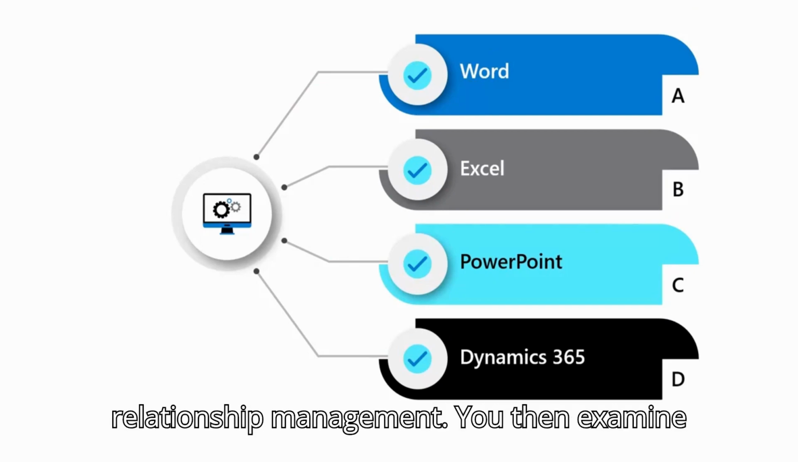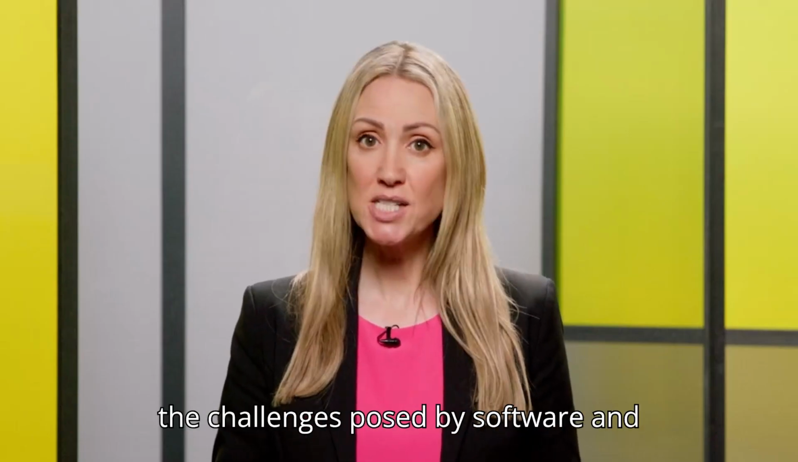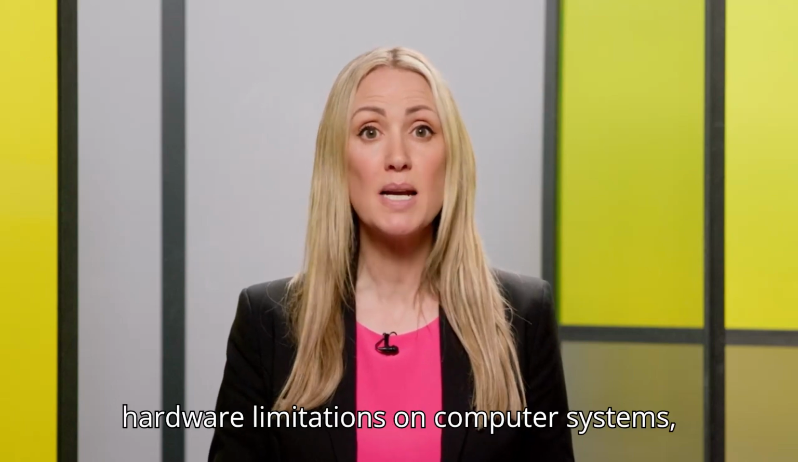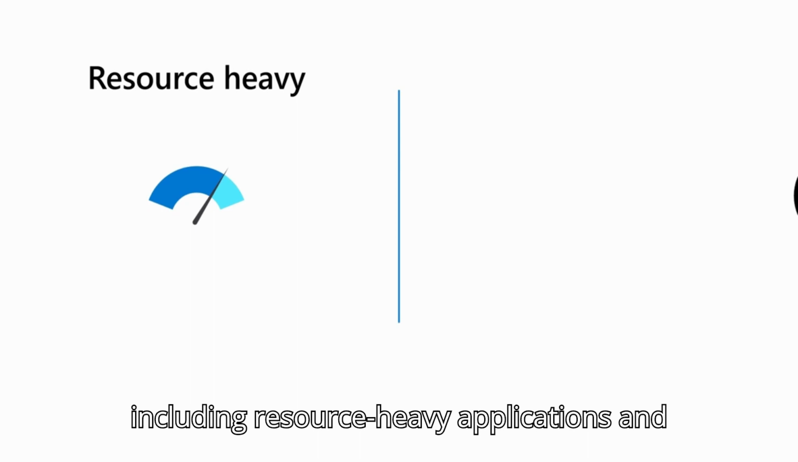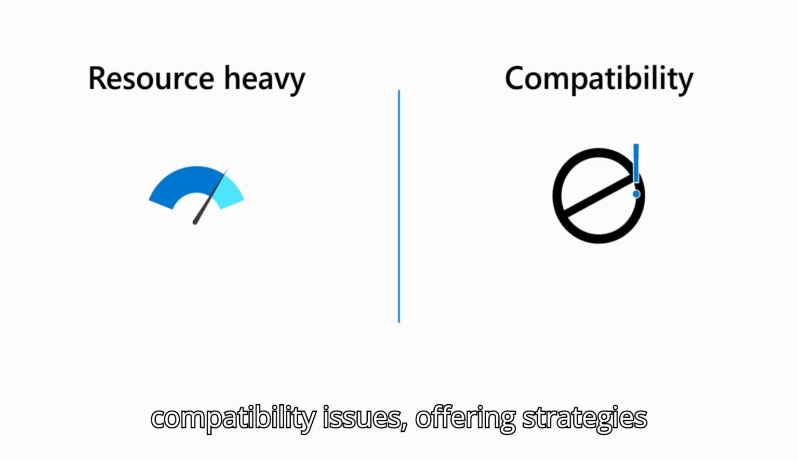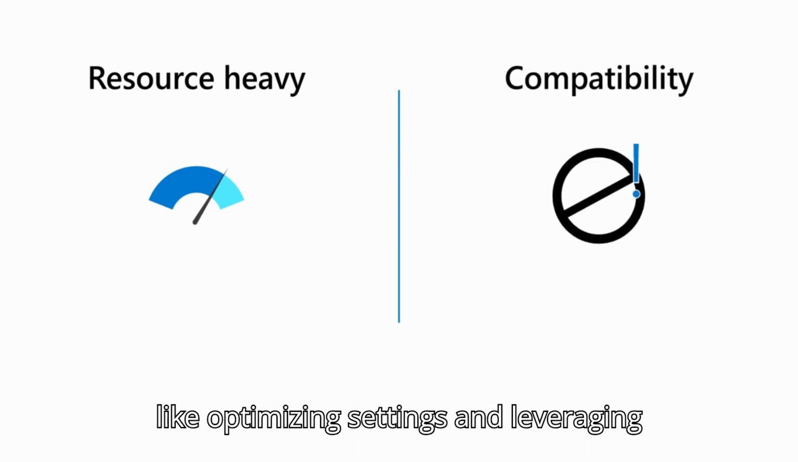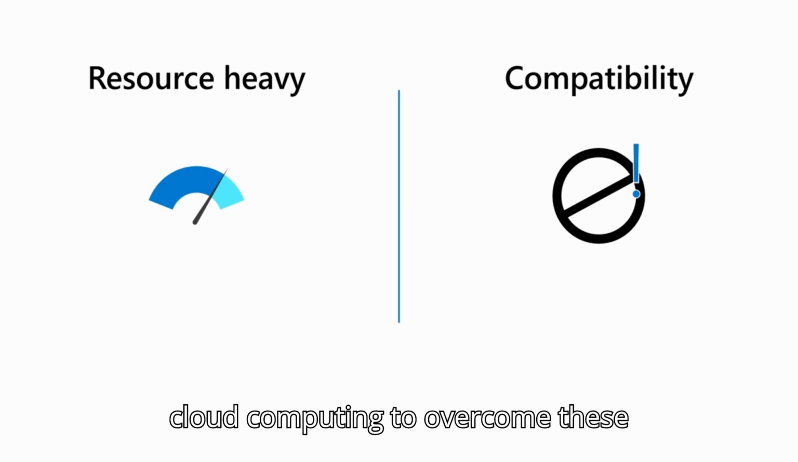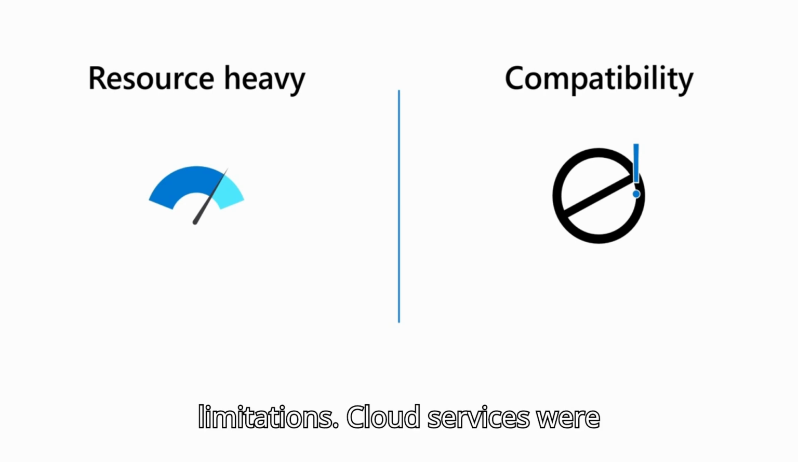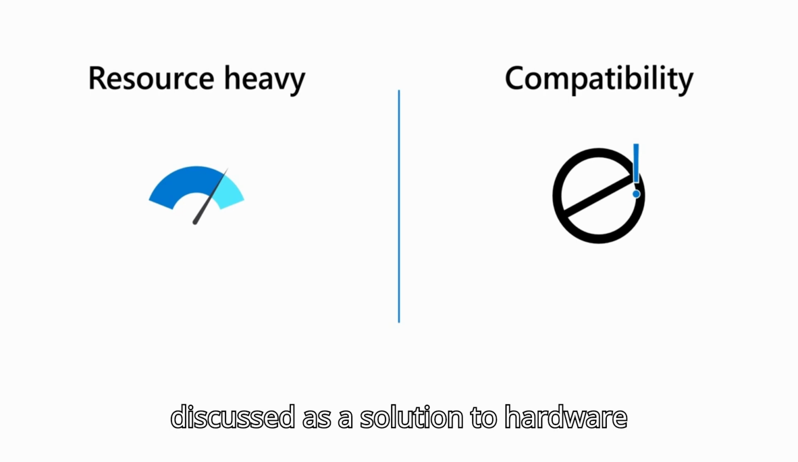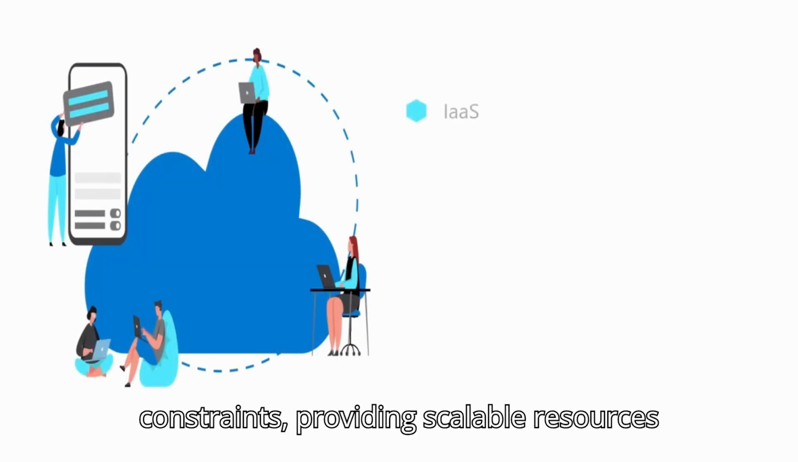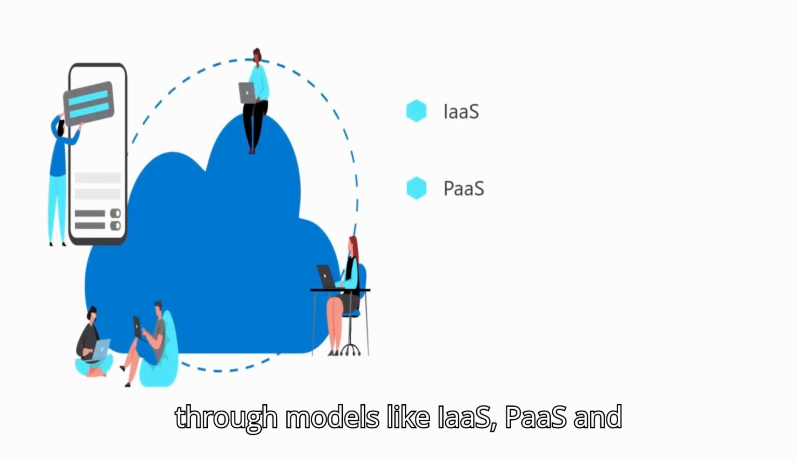customer relationship management. You then examined the challenges posed by software and hardware limitations on computer systems, including resource-heavy applications and compatibility issues, offering strategies like optimizing settings and leveraging cloud computing to overcome these limitations. Cloud services were discussed as a solution to hardware constraints, providing scalable resources through models like IaaS, PaaS, and SaaS.